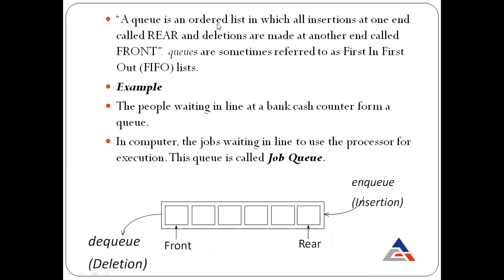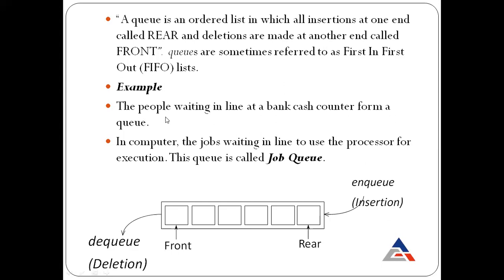A queue is an ordered list in which all insertions are at one end called the rear end. Rear means from the last point. So whenever a new person or new element is to be added in the queue, it will be added at the last, or you can call it the rear point. Deletion is made at another end called front. So the person who is at the front of the queue will be the first person to get out of the queue, or be removed from the queue, or deleted from the queue. Queues are sometimes referred to as first in, first out lists. So the person who is added first in the queue will be the first person to move out of the queue. That is first in, first out.